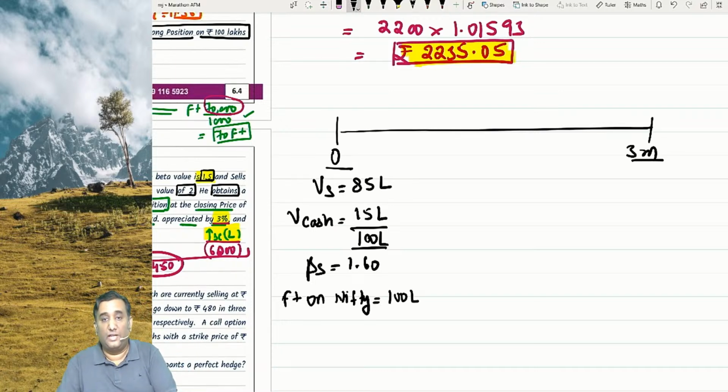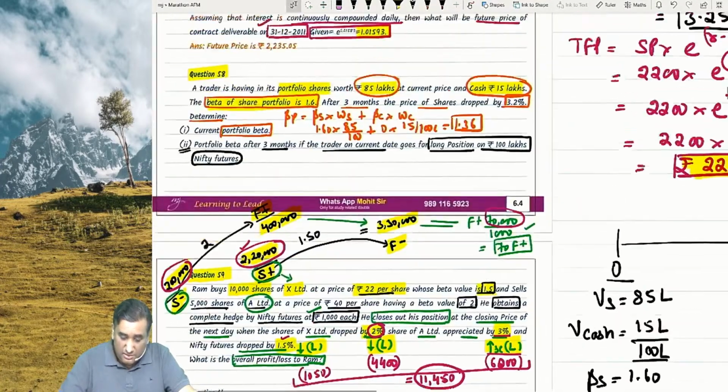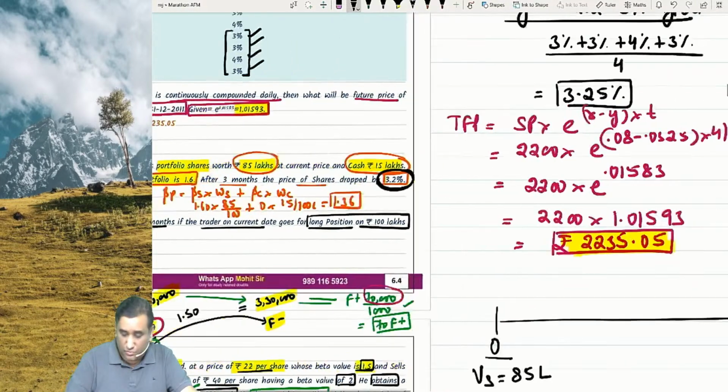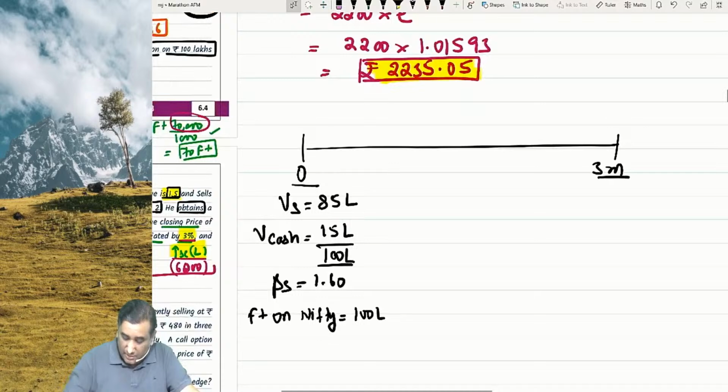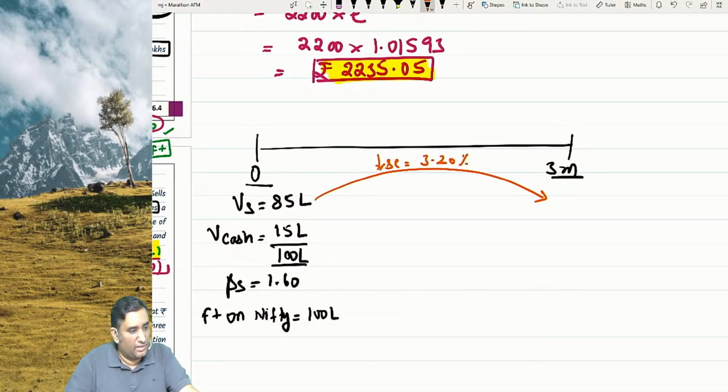I'm also F plus on Nifty 100 lakh. That's fine. Now he says find, after months, how much shares drop by what? 3 point. If I look at the scenario here, value of share 82.